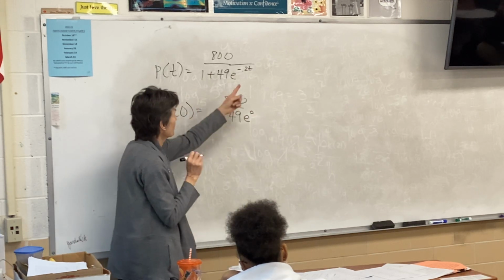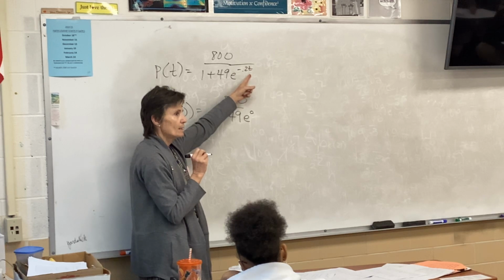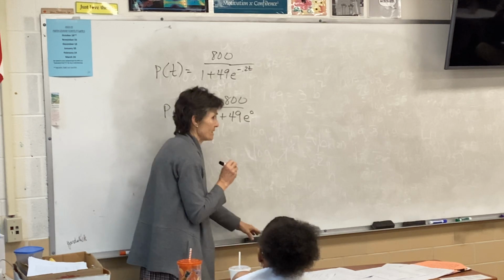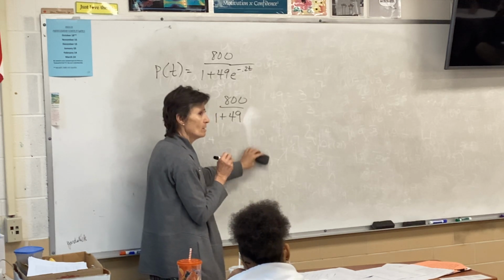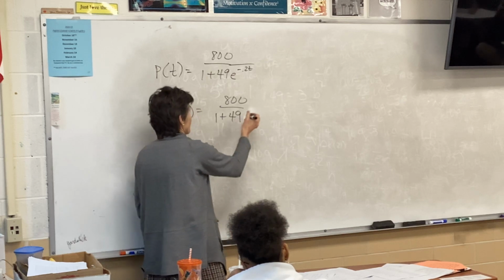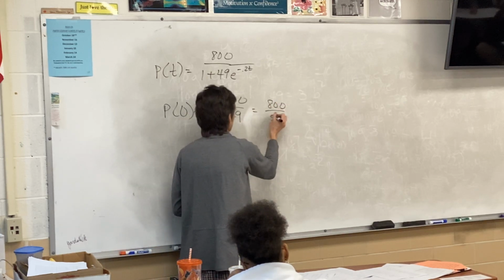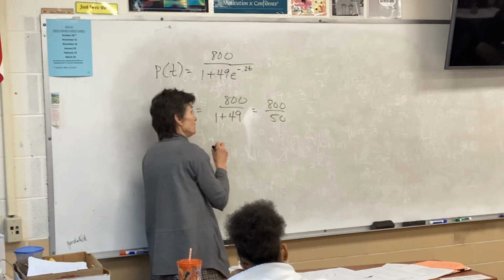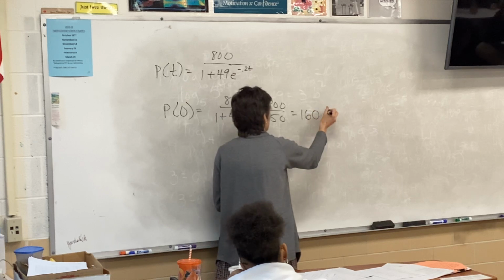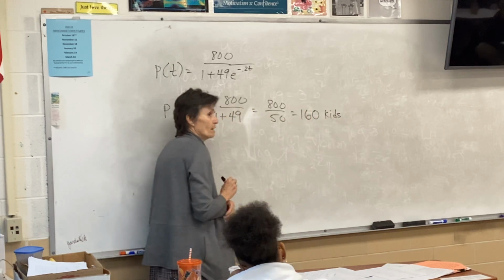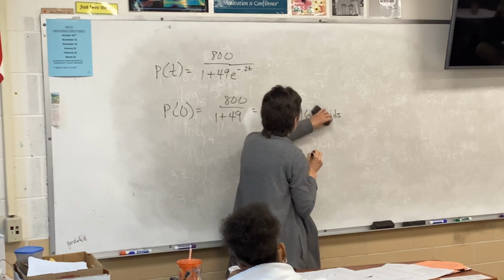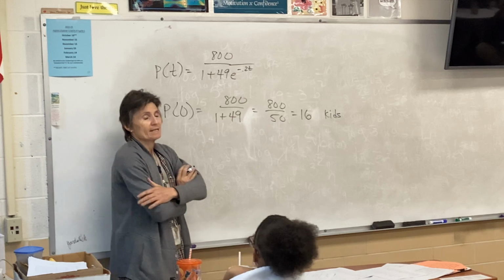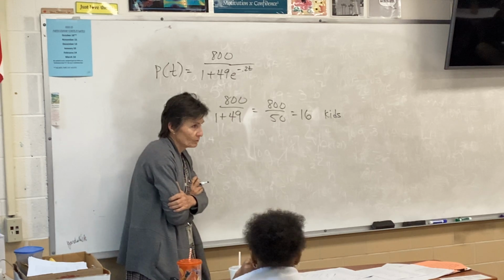won't we just get e to the 0 if we put a 0 in there? And what's e to the 0? 1. Anything to the 0 is 1. So our answer is just going to be 800 divided by 50, which is what, 160? So 160 kids. 16. Oh, 16. Oh, yeah, I lost a 0 in there. Thank you very much. 16 kids initially had the flu.